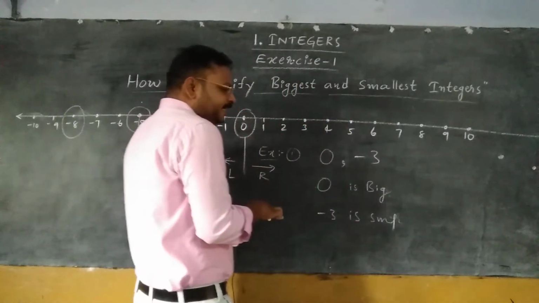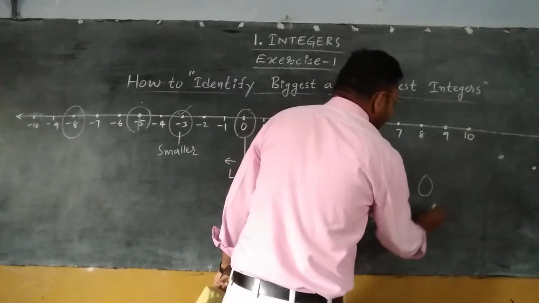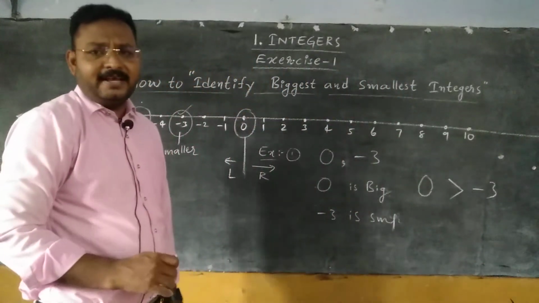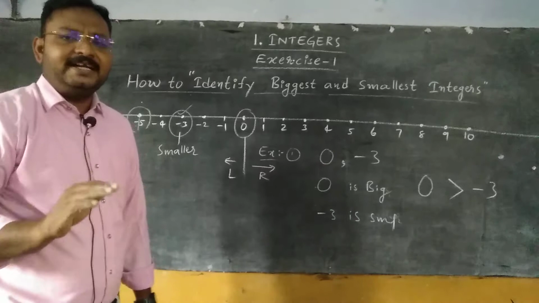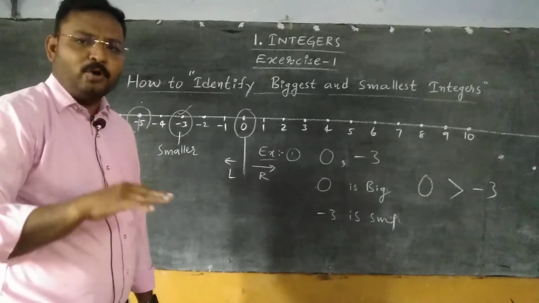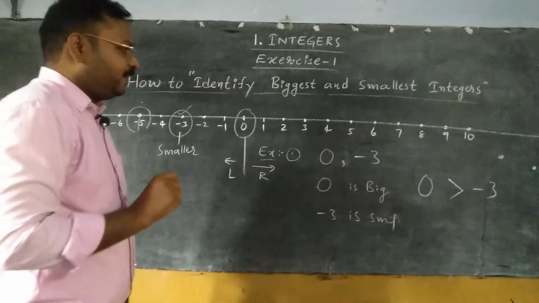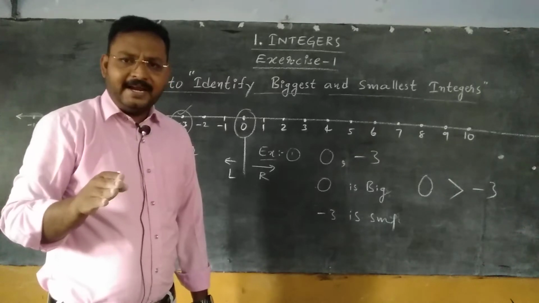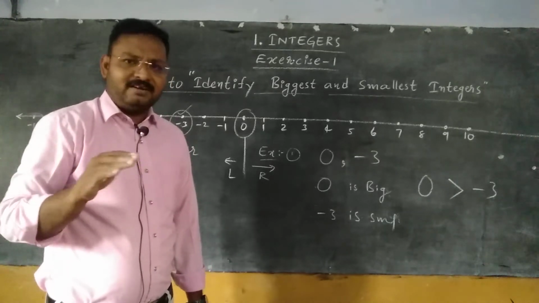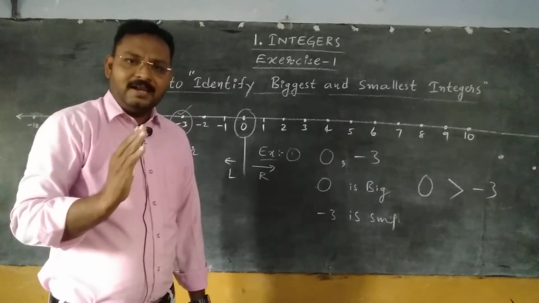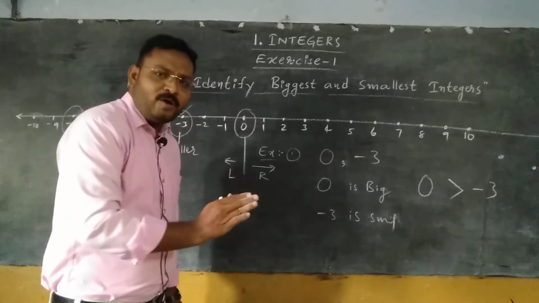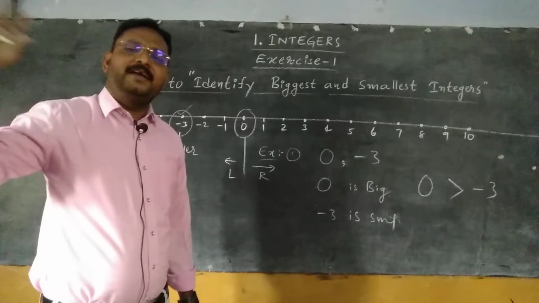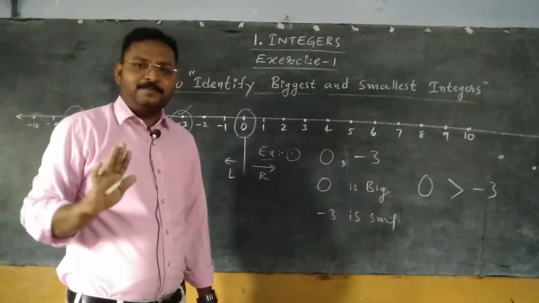Now write these two integers in symbolic form: 0 is greater than minus 3. So this is the way to identify bigger and smaller integers. Whatever number they ask you, first you encircle it, draw a line and locate the left and right directions. Numbers to the left of the given number are all smaller. Numbers to the right side of the given number are all bigger. So this is the process, children.